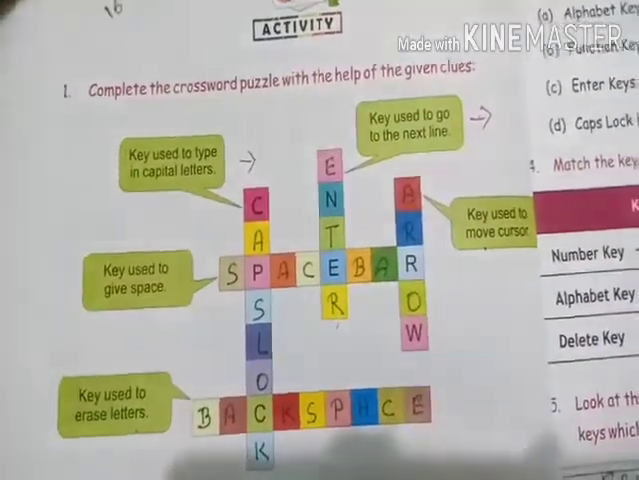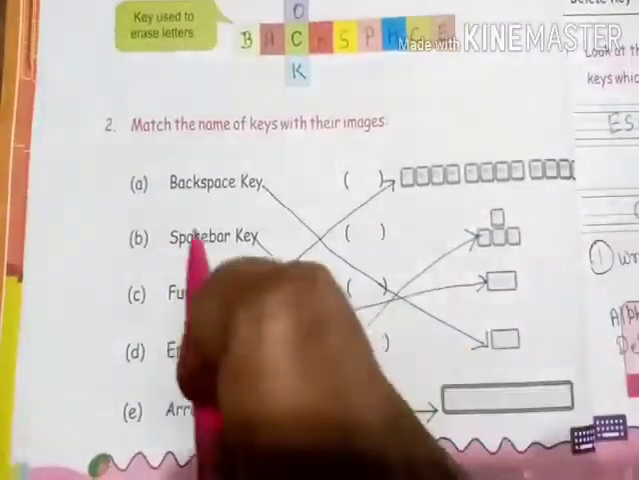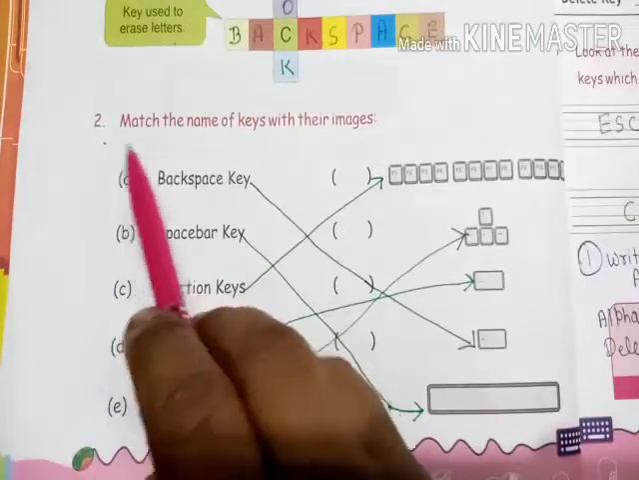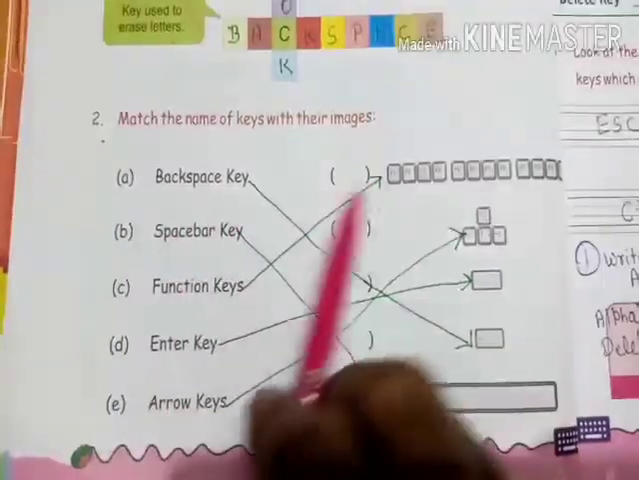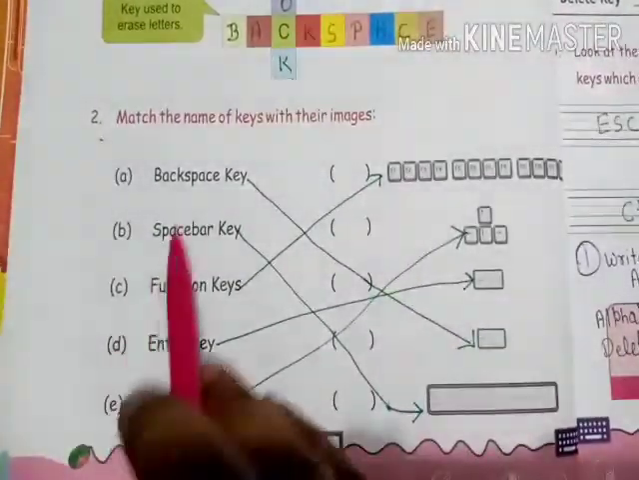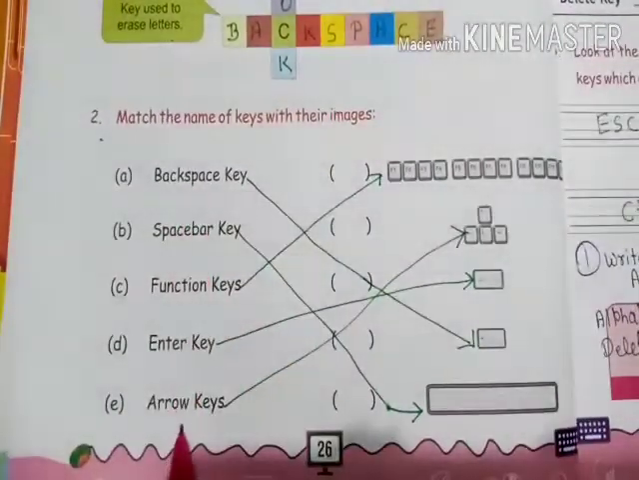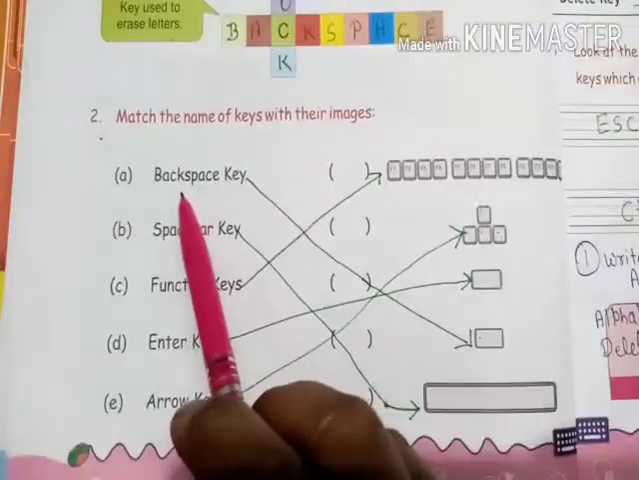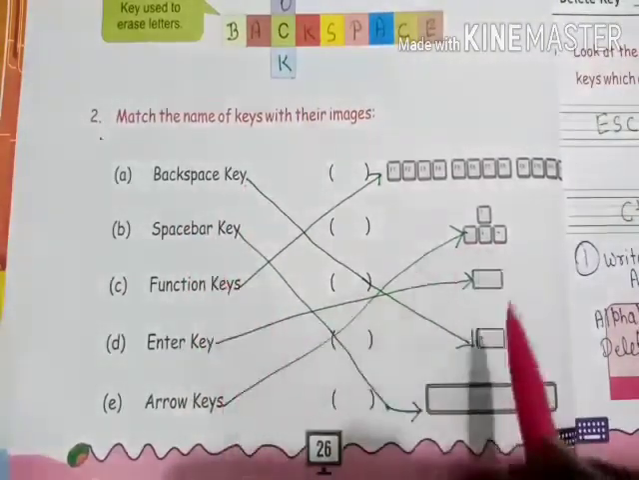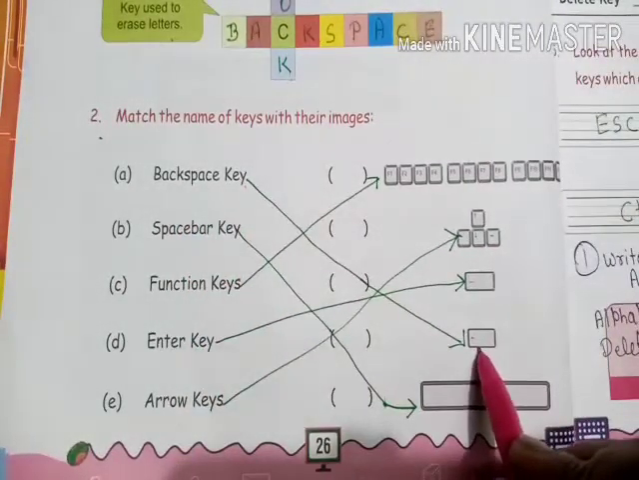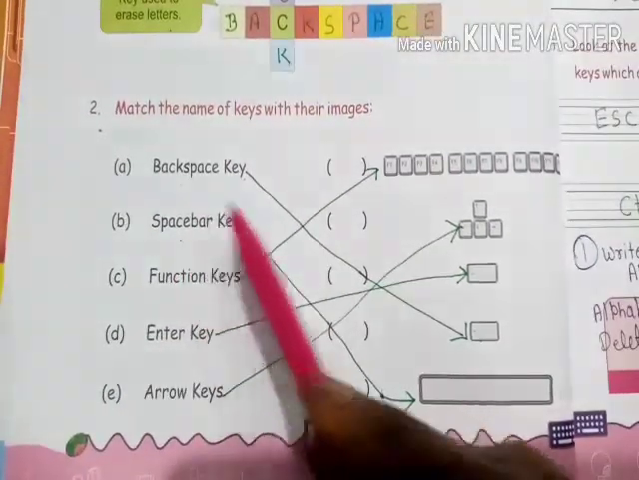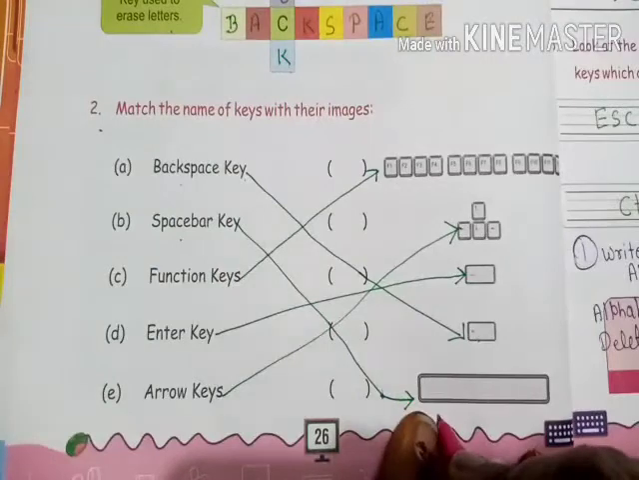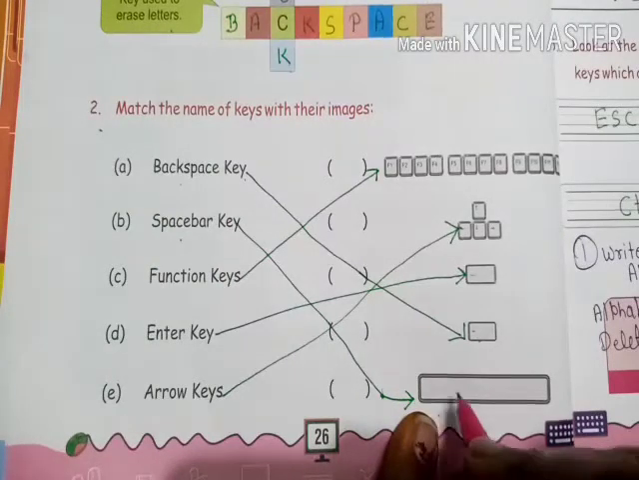Now we are moving to question number 2. Match the name of keys with their images. You have to just identify the images and match them with the names of the keys. First is backspace key. This is your backspace key, number 4. Number B, space bar key, the longest key, so match it with it.